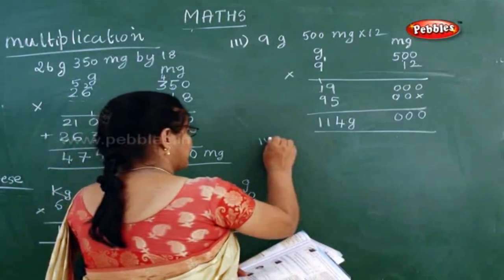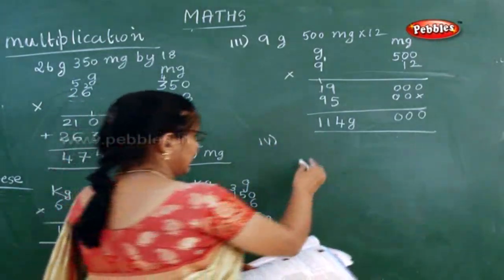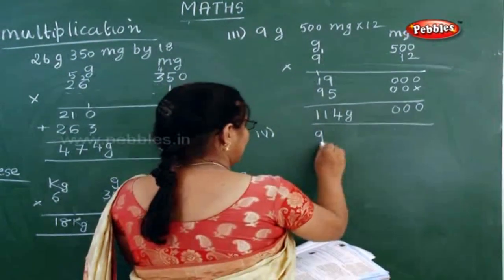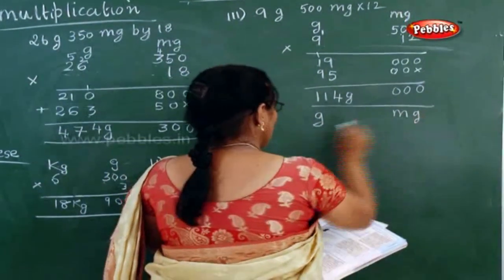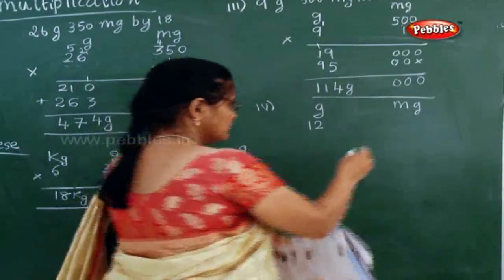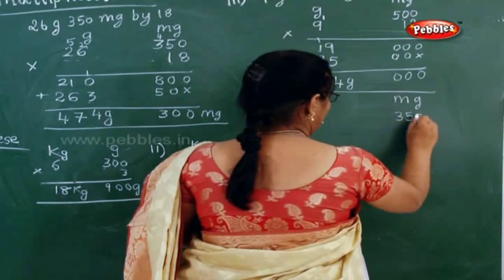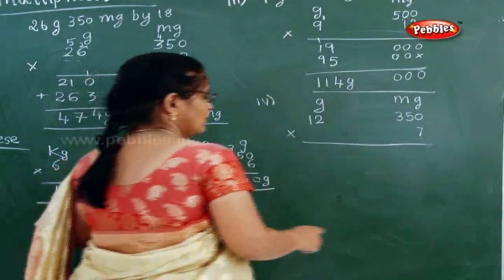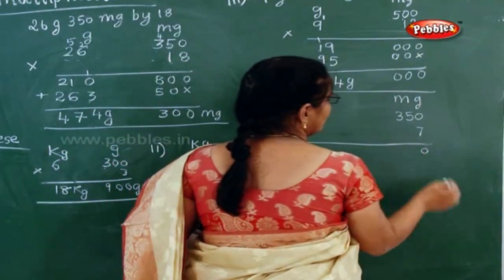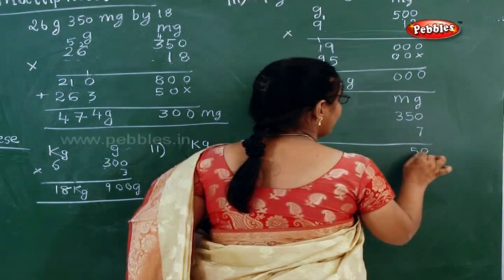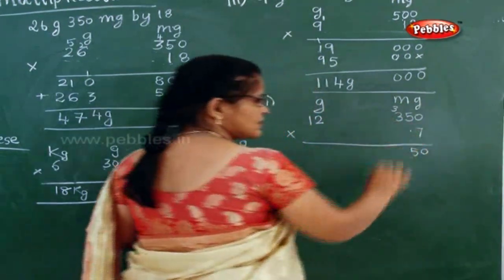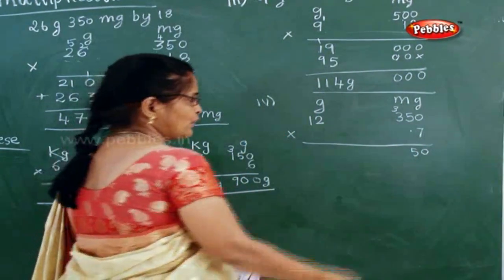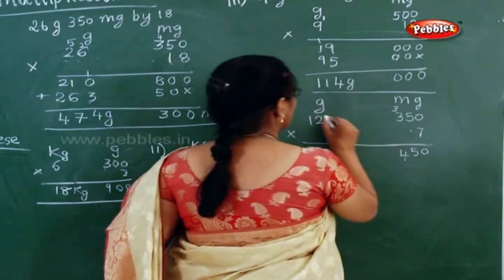Now what is the last sum they have given? 12 gram and 350 mg. So gram, mg. You have to multiply with 7. What is 0 7s are? 0. 5 7s are 35. 3. 3 7s are 21. 21 plus 3, 24. 2.